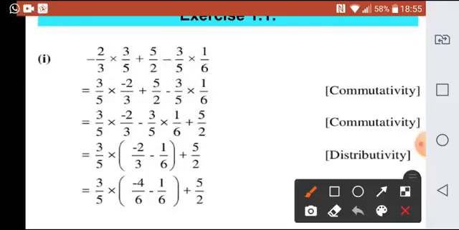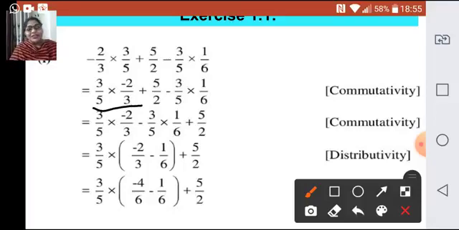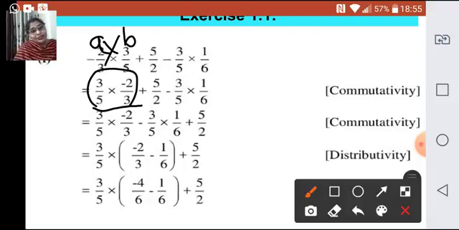Okay, first let's rearrange the terms. So here I have interchanged the terms. I have made it 3 upon 5 multiplied by negative 2 upon 3. A into b or b into a, same, children. So if I consider this as a and this as b, so a into b or b into a. Now I have interchanged them here, you can see. So b into a will be the same. So it is 3 upon 5 multiplied by negative 2 upon 3, right?